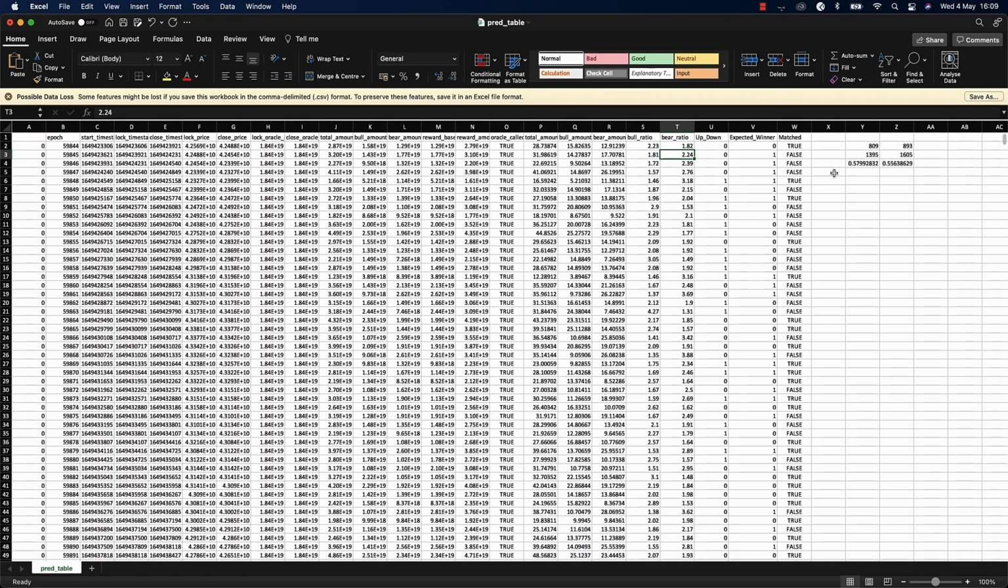But my point here is 57% of the time, if the market said it was going to be up, it was up. If the market said it was going to be down, it was down. So what this says is 57% of the time, what actually happened was how the contract ended up.